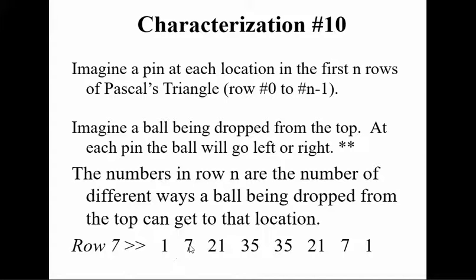To get into the second bin, in this case with row 7 going through 7 pins, we can go to the right one time. Let's say 7 choose 1 because we're going to choose one of the times to turn right. Here's 7 choose 2 because we're going to go right 2 times and left the rest of the time, and so on.